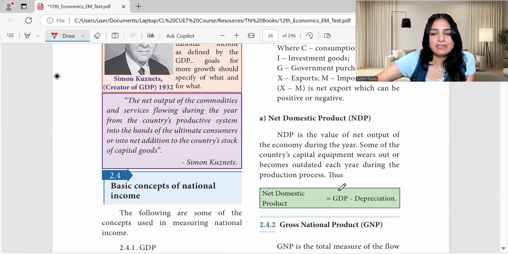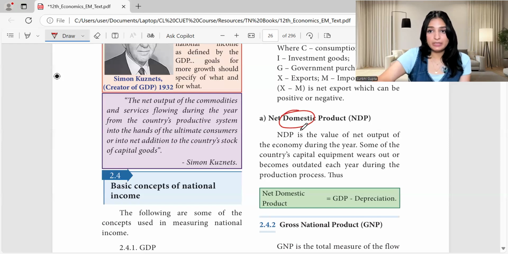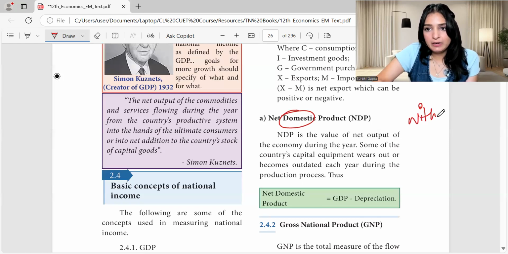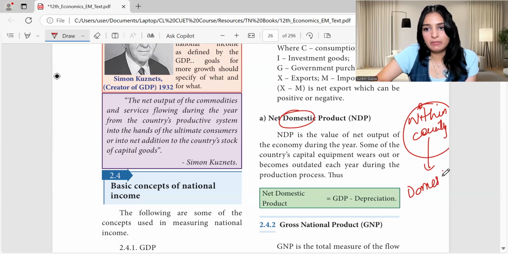Then what is net domestic product? We read about gross domestic product. Domestic product means produced within the country. Okay, within country. When we say produced within country, it implies domestic. NDP is the value of net output of economy during the year. Some of the country's capital equipment wears out or becomes outdated each year during the production process.